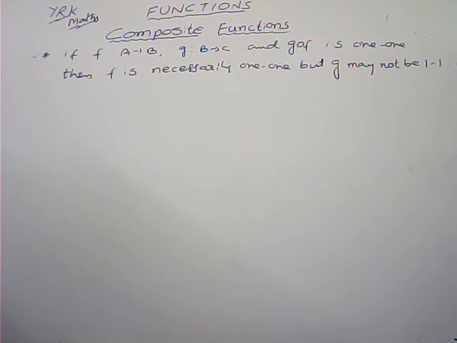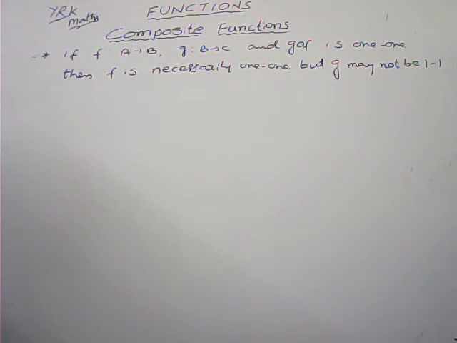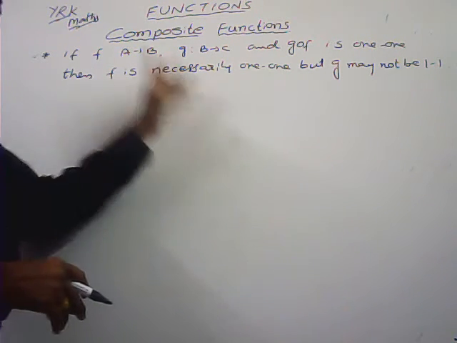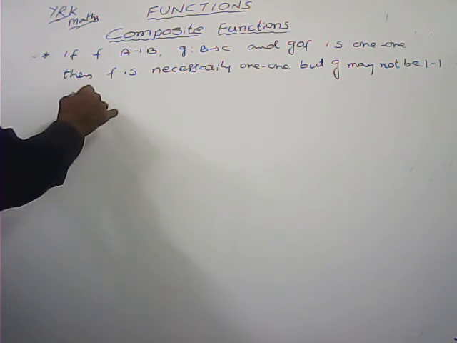Here next, if F is a mapping from A to B, G is a mapping from B to C, and G circle F is 1-1, then F is necessarily 1-1. Compulsorily it should satisfy 1-1, but G may or may not be 1-1. Now here you can see the diagram.